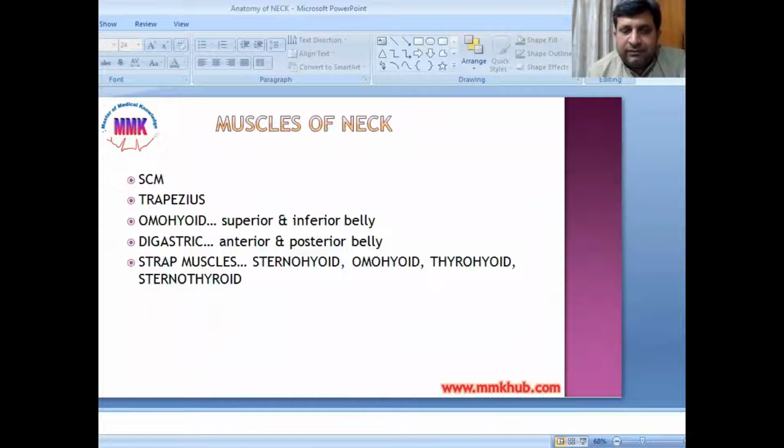Muscles of the neck. Muscles of the neck include the sternocleidomastoid muscle, trapezius muscle, omohyoid muscle, superior and inferior belly, anterior and posterior belly of digastric muscle, and strap muscles, which include the sternohyoid, omohyoid, thyrohyoid, and sternothyroid. In the next few slides, we will see these muscles diagrammatically. What are their locations in the neck?